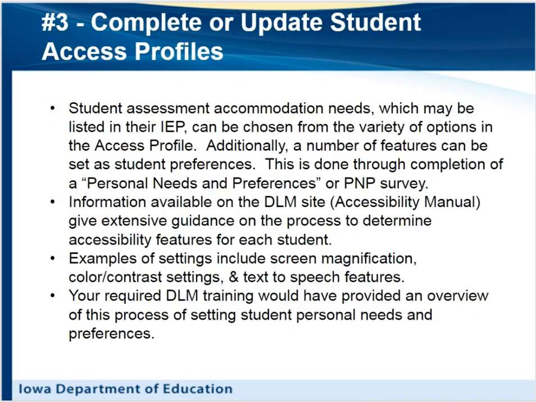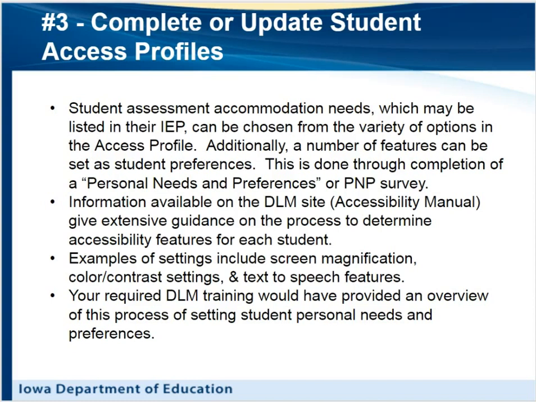The third step in getting prepared for testing is completing or updating your student access profiles. Now, for those of you that have completed the required DLM training, there would have been a lot of discussion about this, but this is the profile where you set student accommodation needs. A lot of these might be things listed in their IEP, but they can be chosen from the variety of options in the access profile.